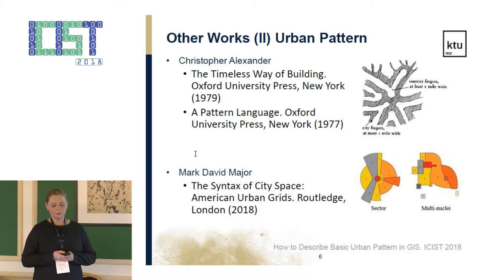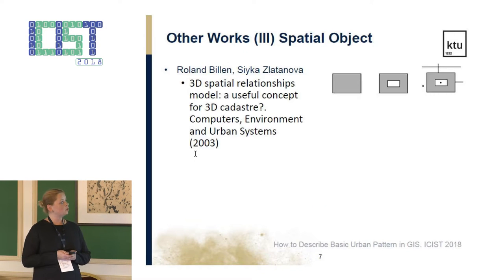When we know what a pattern is, we should look at what a spatial object is. A spatial object could be a simple one, it could be a composed object made of some parts. It could be a complex object that is also made of a few parts, and some parts are even not connected to it.